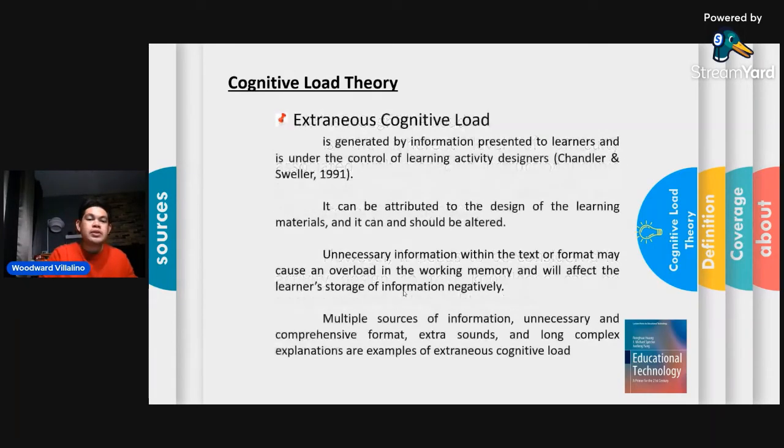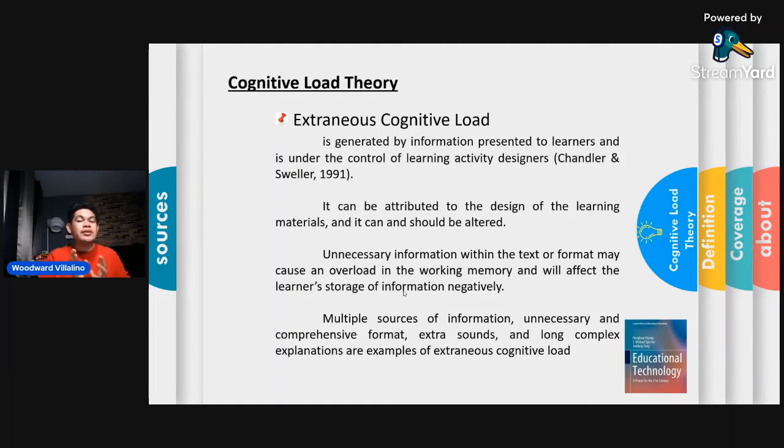Okay, so now we have the extraneous cognitive load. Extraneous cognitive load is generated by information presented to learners and is under the control of learning activity designers. So again, according to Chandler and Sweller in 1991, it can be controlled by the designer's learning activity. Okay? So how would they do it?